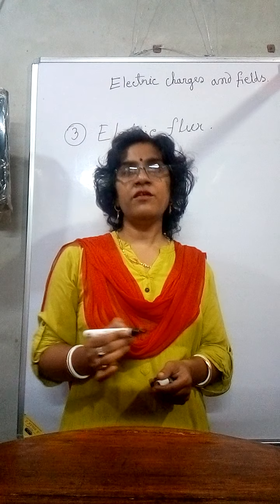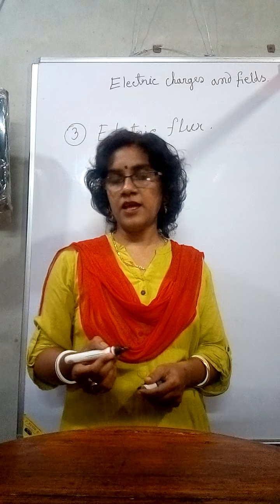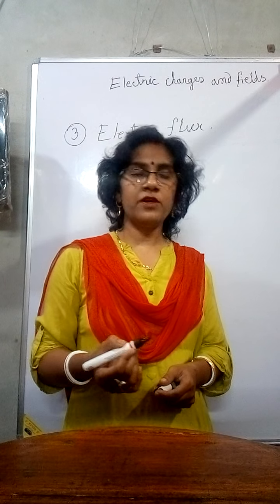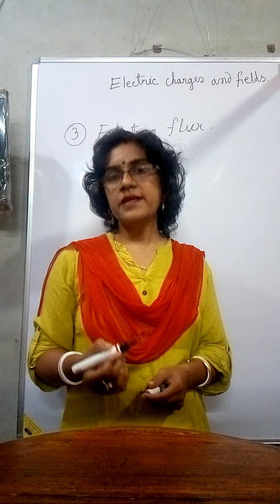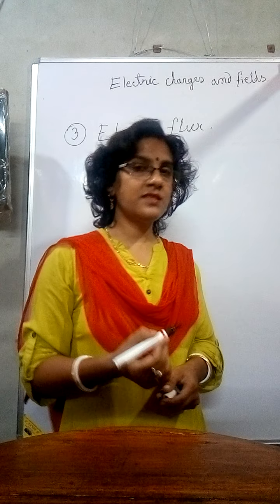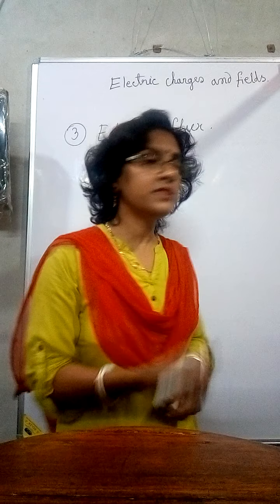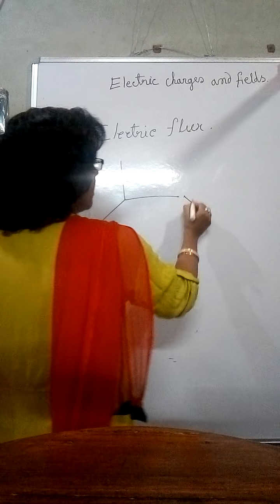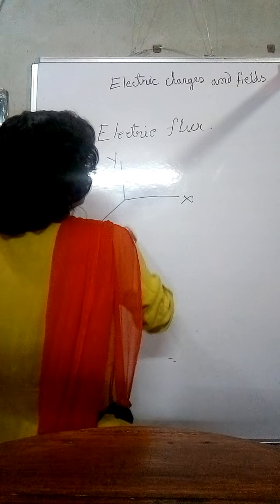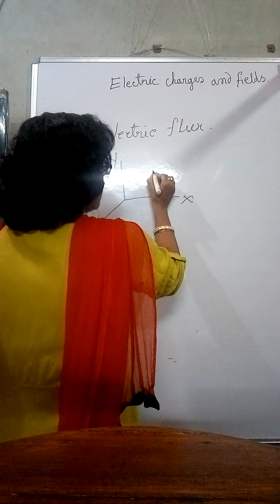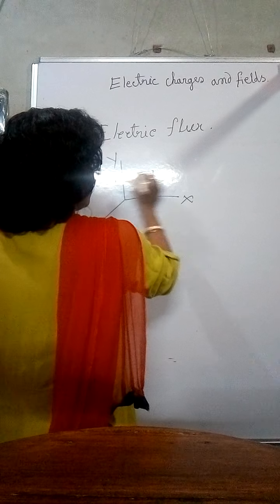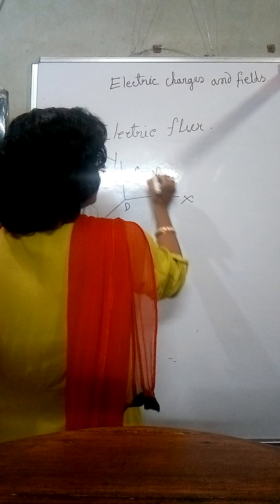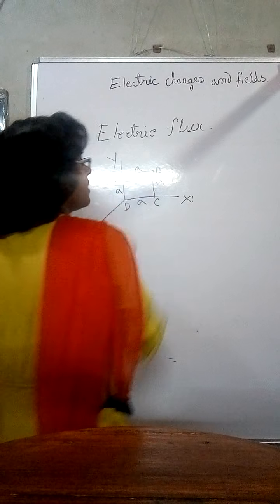I think many of you will say that area is a scalar quantity because side into side, that is side square, is the formula for the area. But actually area is a vector quantity. So to understand how area is a vector quantity, first let us consider three axes x, y and z. Consider a square ABCD. Its sides are a and a.